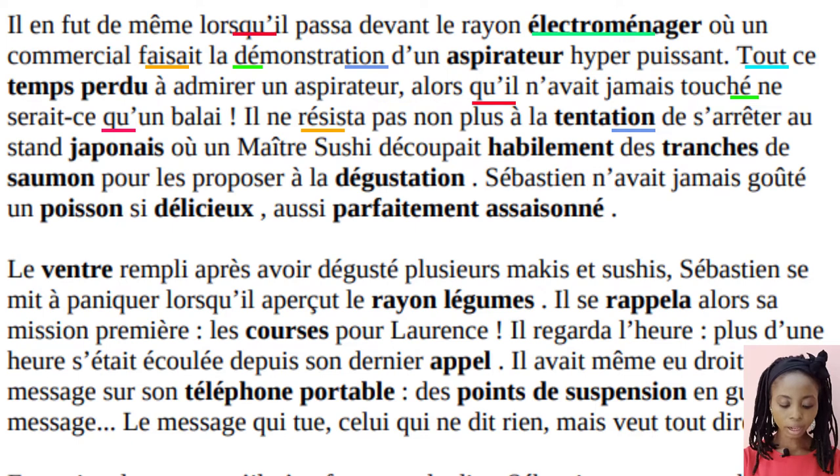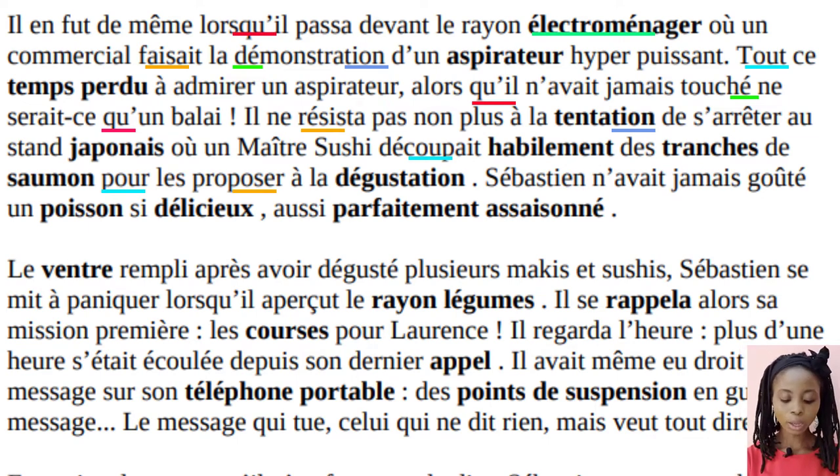un maître. Don't let us forget our ou sound. Un maître sushi découpait. We have our E accent aigu and our ou sound, découpait habilement des tranches de saumon pour les proposer. Don't let us forget our S in between two vowels.